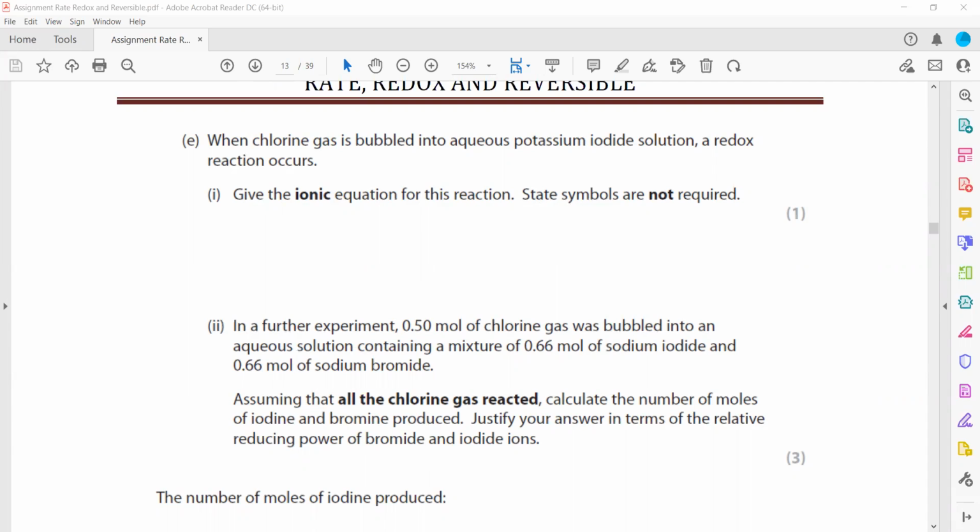So potassium iodide means iodide ion is there, and it is reacting with chlorine. Chlorine is more reactive. Always the more reactive halogen displaces a less reactive halogen from its compound. So when chlorine reacts with 2 iodide ions, it will form chloride ions, and as a result it will produce an iodine molecule.